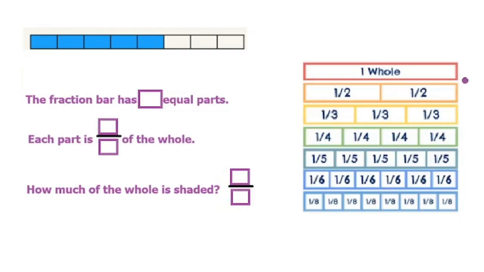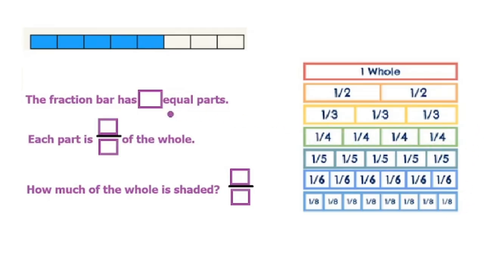So we have a whole that's worth 1, right? Then you take that whole and you divide it into 2. So that's halves, 2 equal parts. Then instead, if you break it into 3 equal parts, you have thirds. Or if you break it into 4 equal parts, you have fourths, and so on.